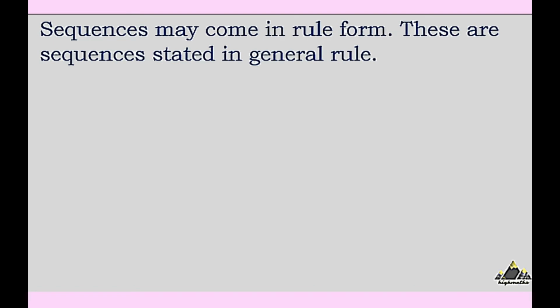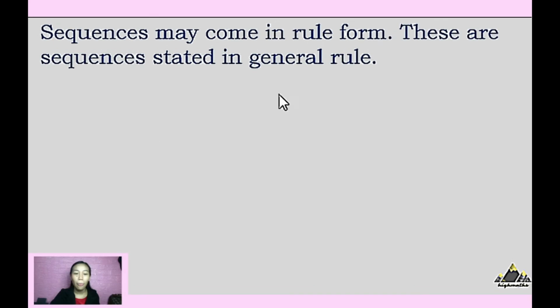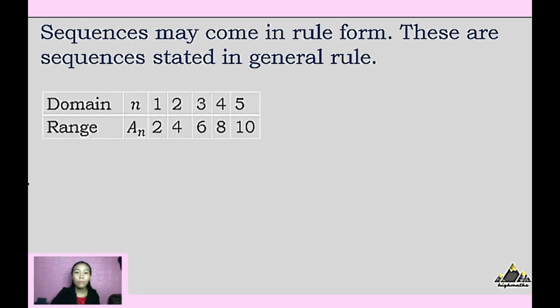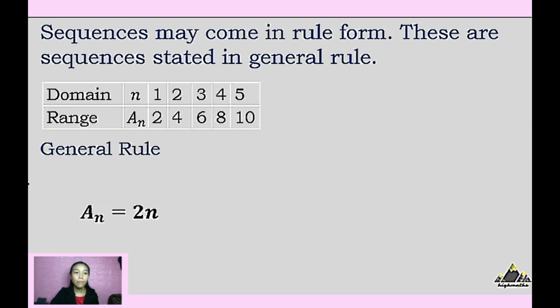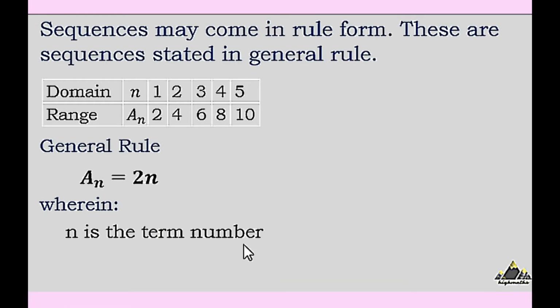Sequences may come in rule form. These are sequences stated in a general rule. So in our last example, our general rule is a sub n equals 2n, wherein n is the term number and a sub n is the nth term.